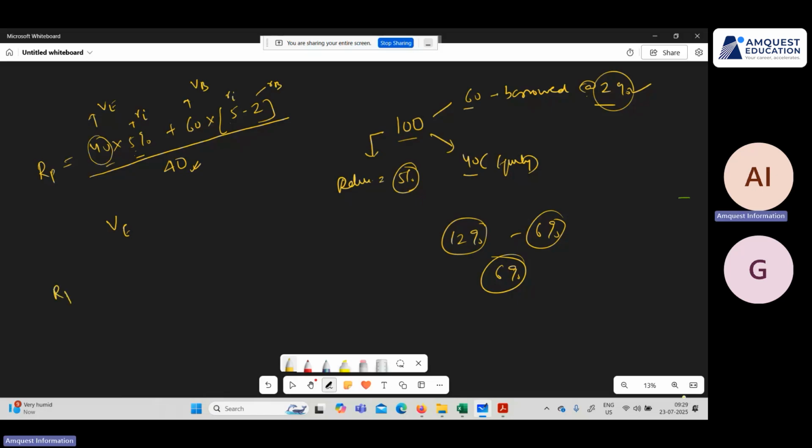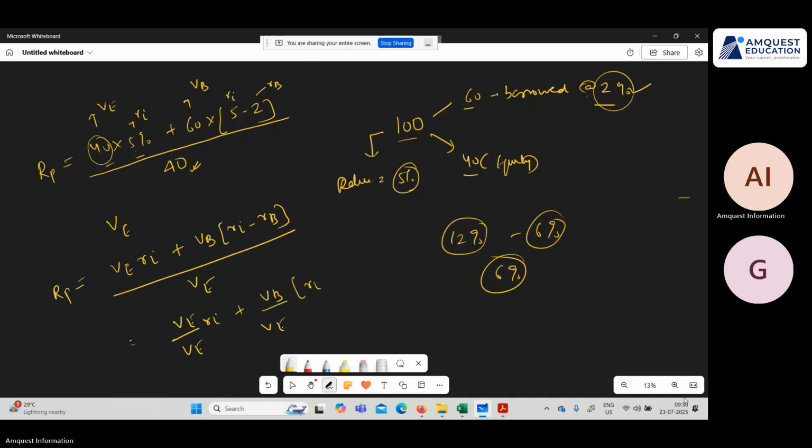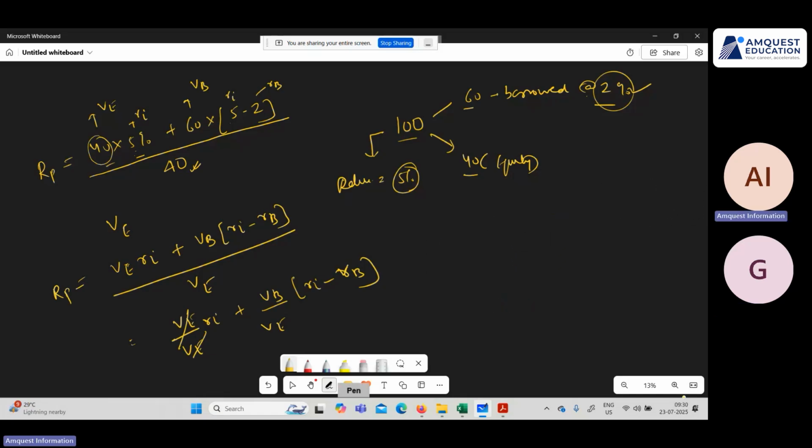So can I say that my RP is being given by VE RI plus VB RI minus RB upon VE? So this will be equal to VE by VE RI plus VB by VE RI minus RB. Yes. So can I say that my RP is being given by RI plus VB upon VE RI minus RB? Yeah.